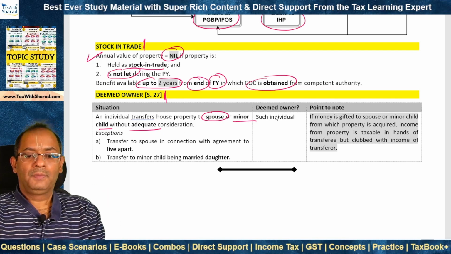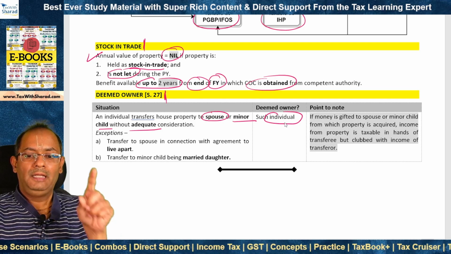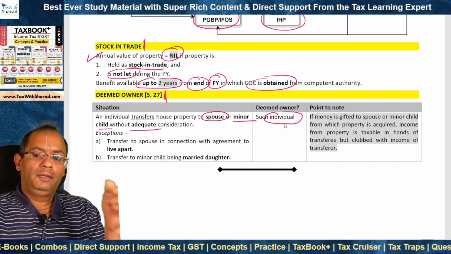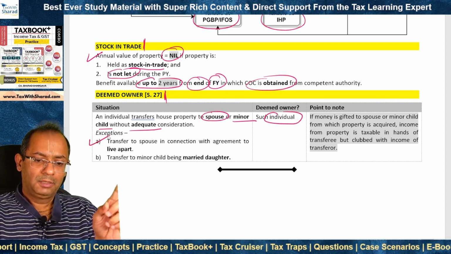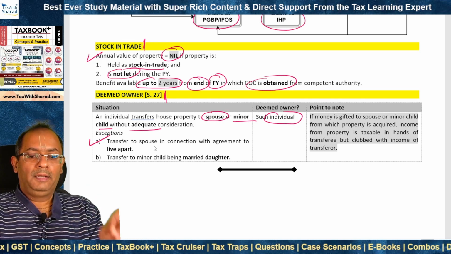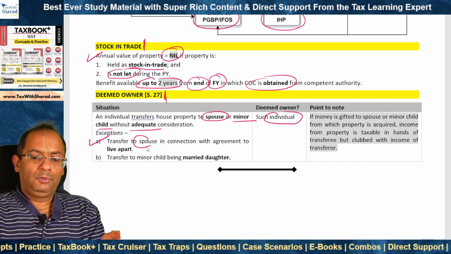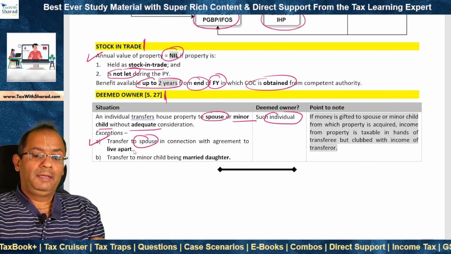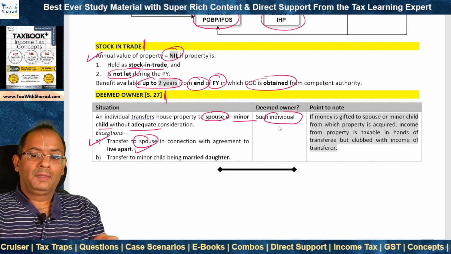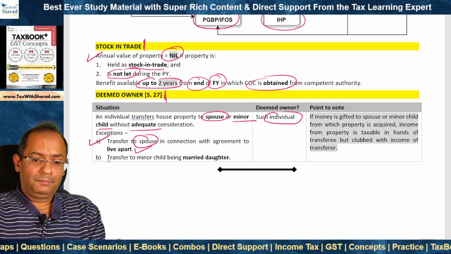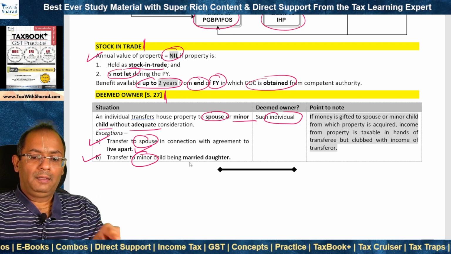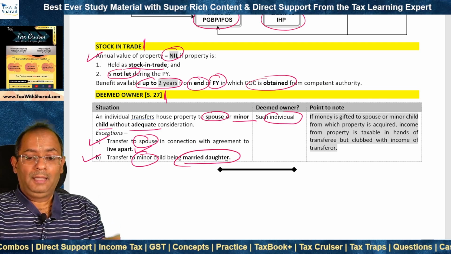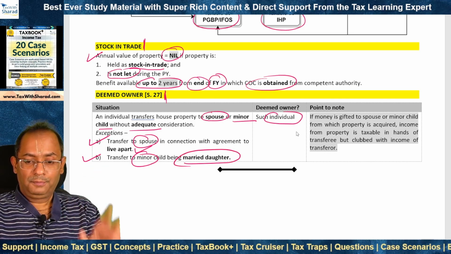In that case, such individual transferor is deemed to be the owner, and therefore income from house property is taxable in his hands. But there are two exceptions. Number one, where the individual has transferred such property to the spouse in connection with the agreement to live apart. In that case, the individual is not deemed owner. Second, where the transfer of property is to a minor child, being a married daughter. In that case also, the individual is not deemed owner.